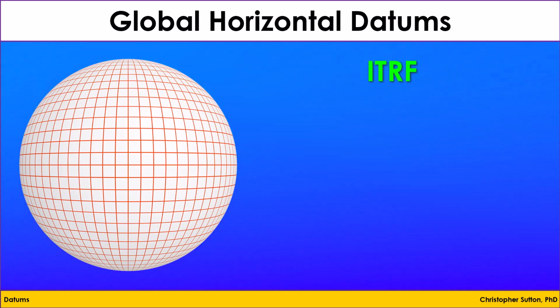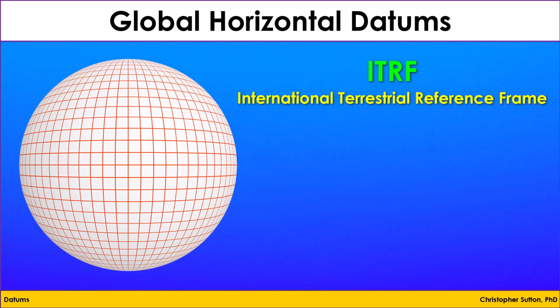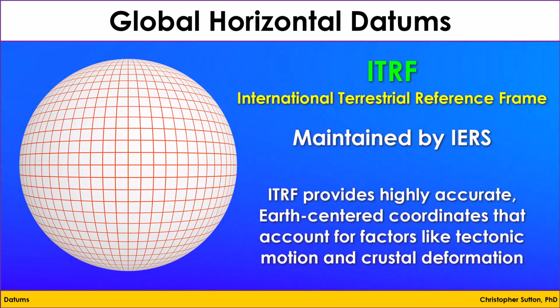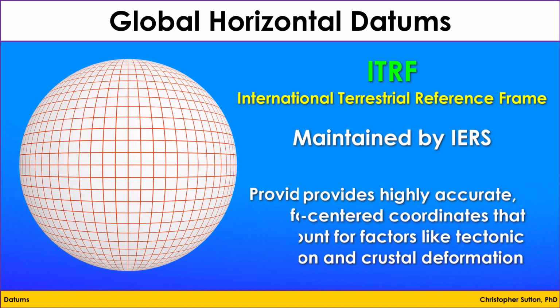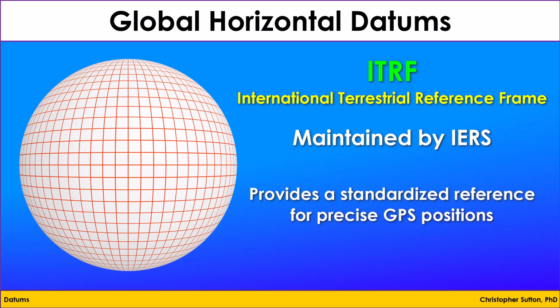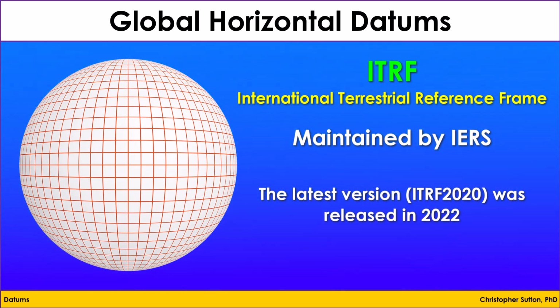There is also the ITRF, which is the International Terrestrial Reference Frame. This is a global reference system maintained by the International Earth Rotation and Reference System Service, or IERS. ITRF provides highly accurate Earth-centered coordinates that account for factors like tectonic motion and crustal deformation. It provides a standardized reference for precise GPS positions. It has been updated several times. The most recent version, ITRF 2020, was released in 2022.